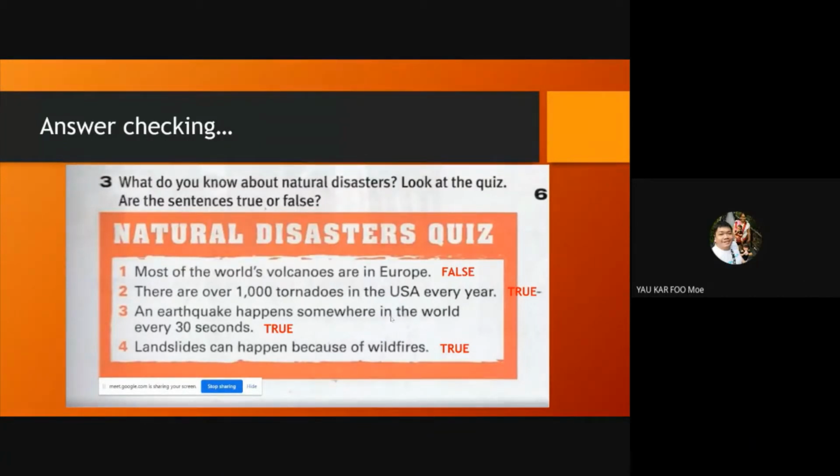That's why, boys and girls, you have to know that landslides will happen because the trees were gone because of the wildfires. Once the trees are gone, the land will become soft and easy to slide. When the rain pours down continuously, day by day, the land will become soft. That's why the landslide happens.